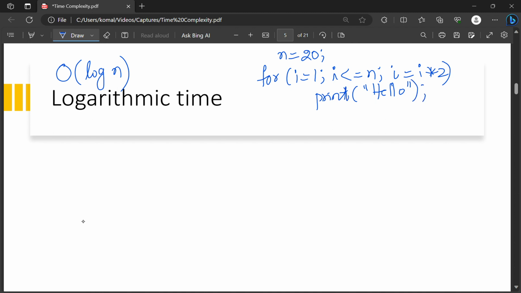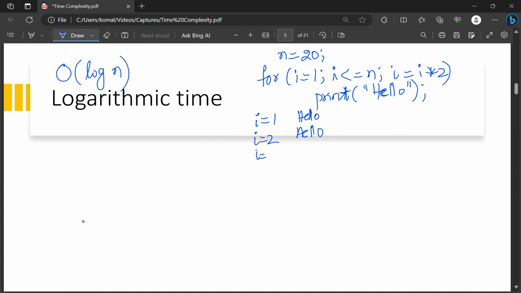Now let us assess how many number of times this hello will be printed if the loop executes. Let us try to find it out. When I equal to 1, it prints hello. I is less than or equal to n. Next time I becomes 2, it prints hello.